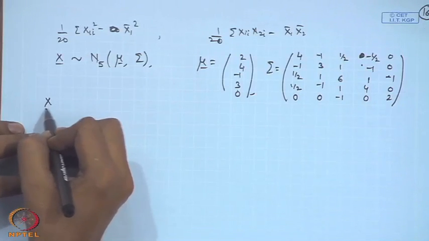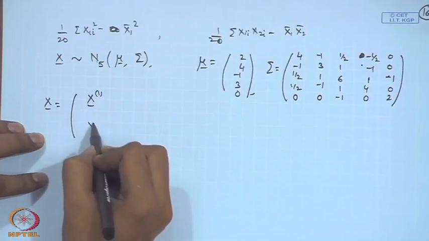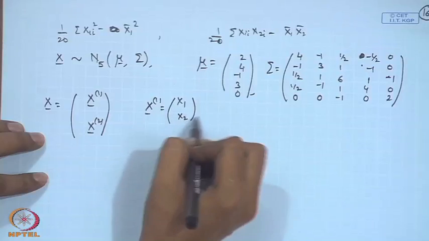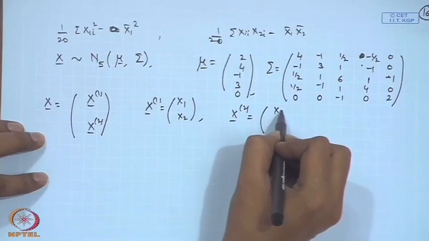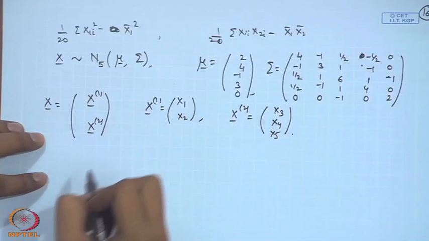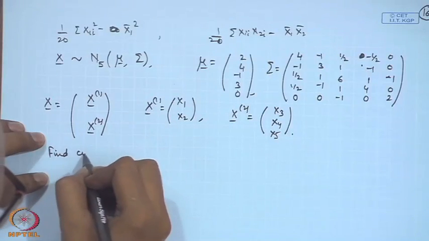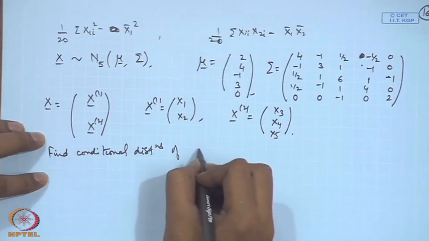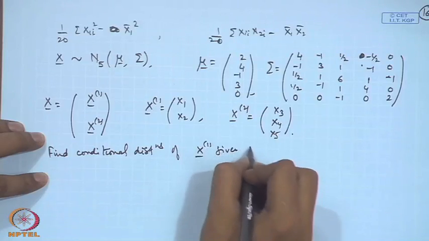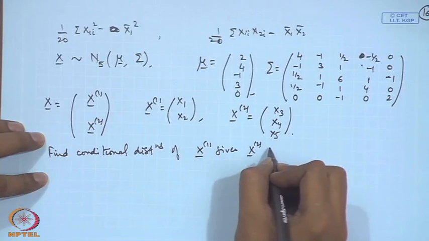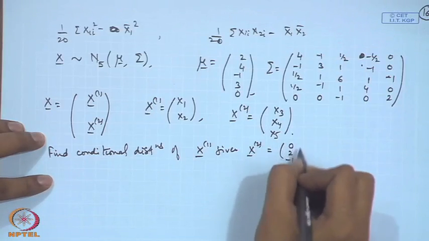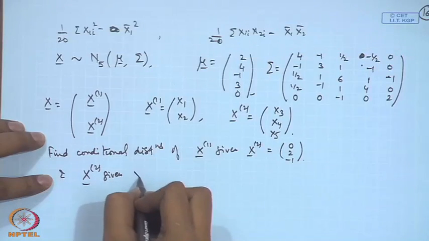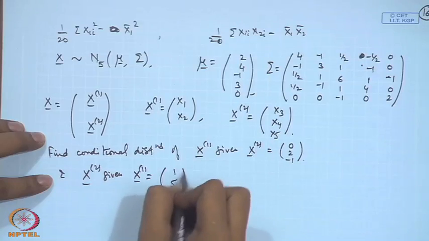Let us consider say x is equal to x1 and x2, where x1 I am taking to be x1, x2, and x2 I am taking to be x3, x4, x5. So, find conditional distributions of say x1 given x2 is equal to say 0, 2, minus 1 and x2 given say x1 equal to 1, 5.